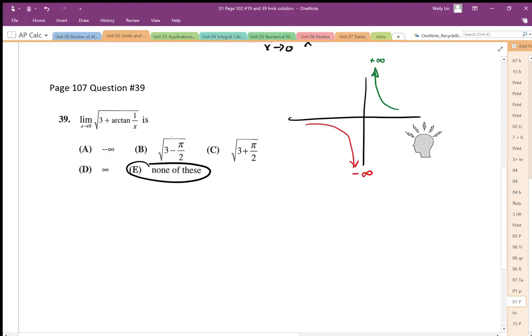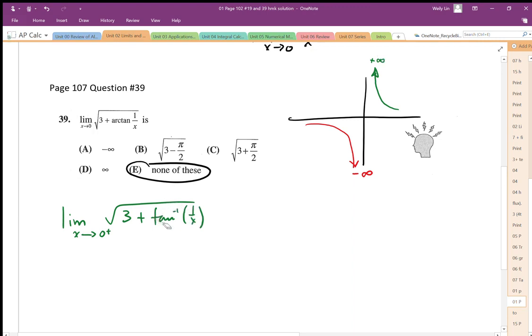This can be analyzed though as a one-sided limit. So this is not the question that it's asking, but let's take a look at it as x approaches 0 from the positive side. As x approaches 0 from the positive side, 1 over x does have a limit. It's going to positive infinity.